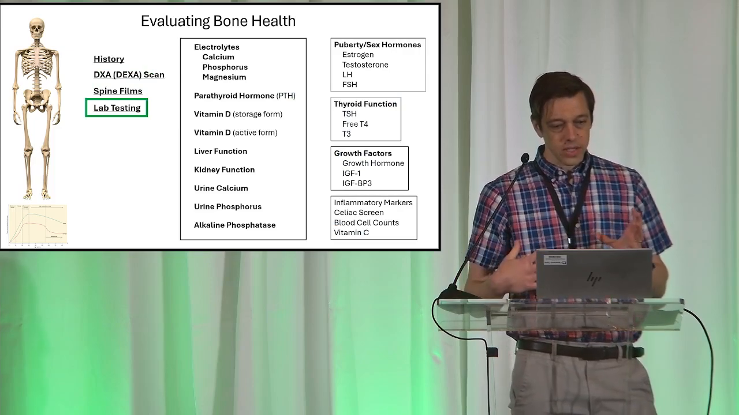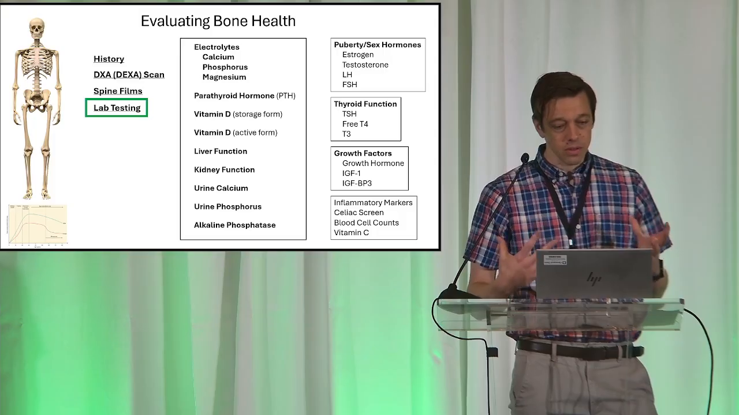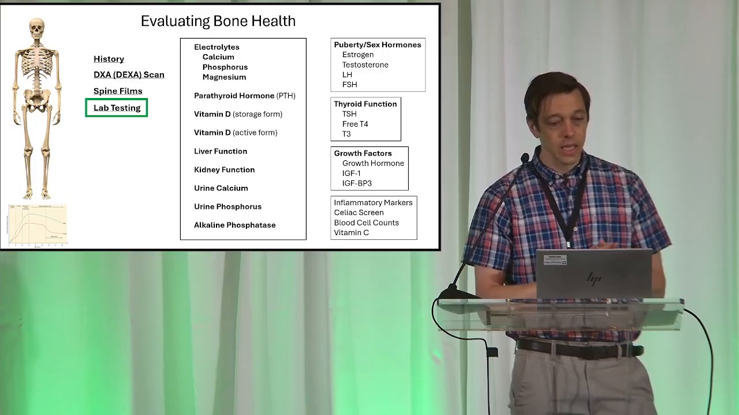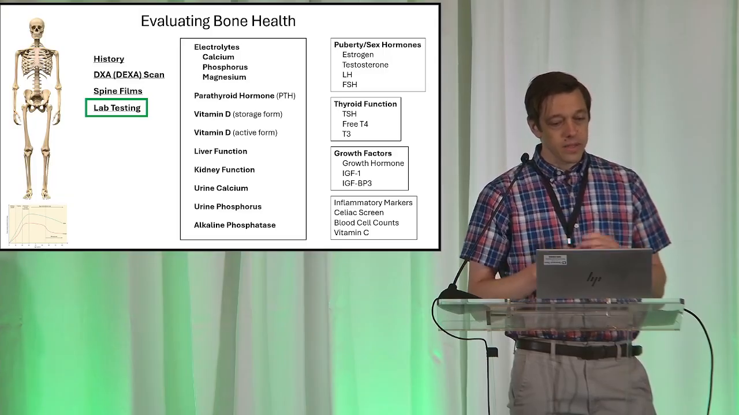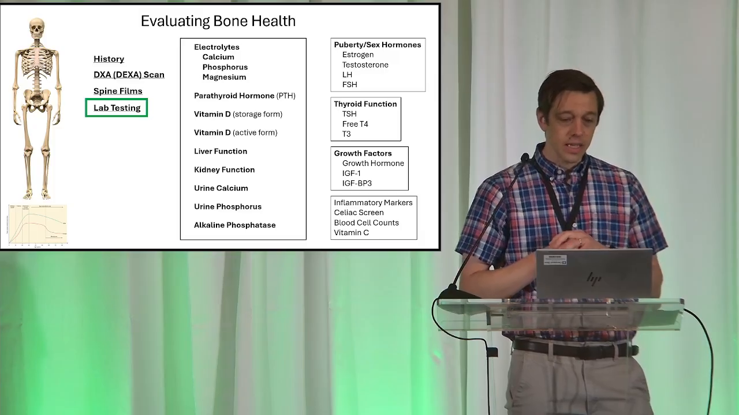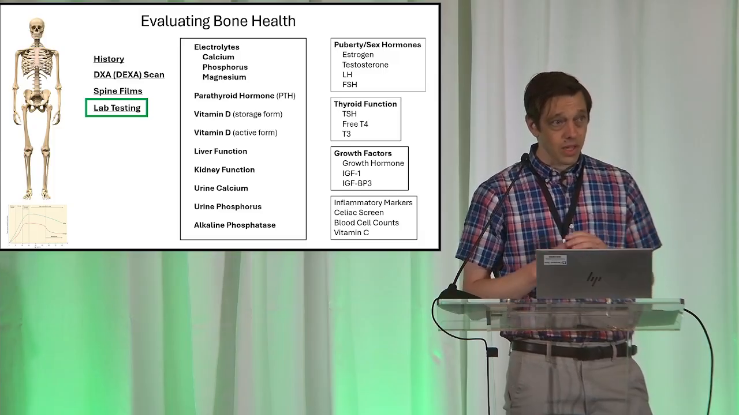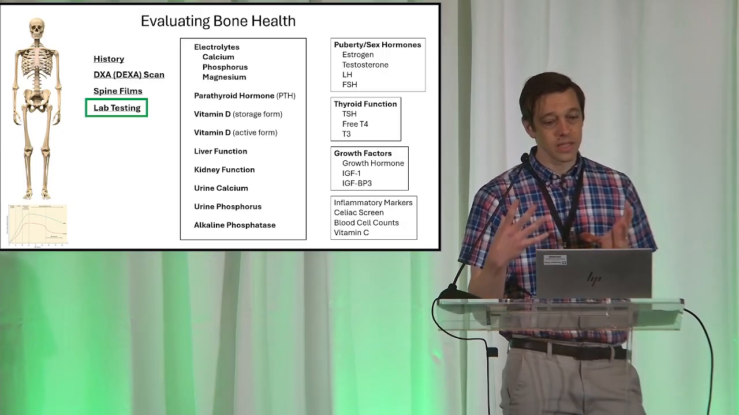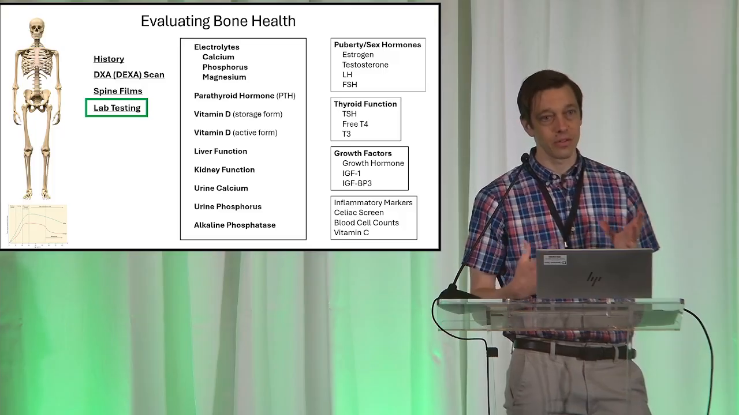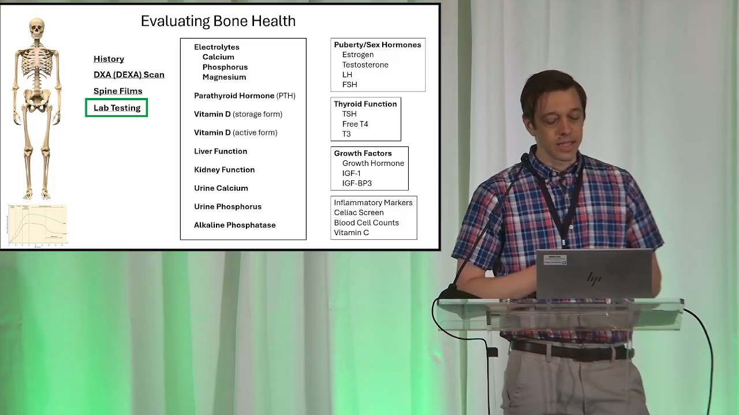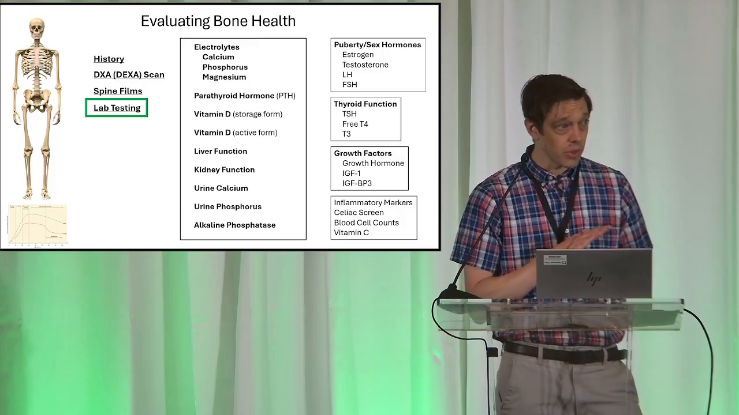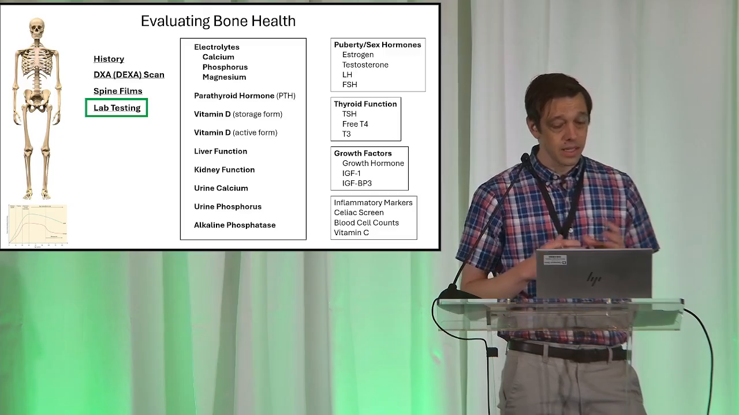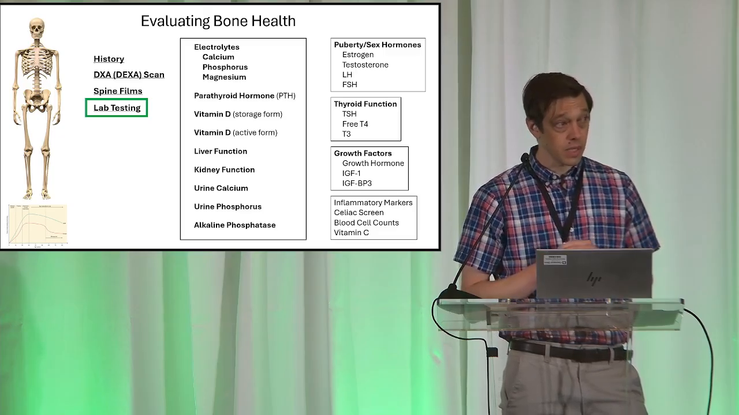And then in addition to history and imaging, we'll of course be exploring from a biochemical standpoint, what do the labs look like? What is your calcium level? What is your phosphorus? What is your parathyroid hormone level? Looking at all of those together will tell us what the balance of your bone health system is. We'll often look at both the storage form and the active form of vitamin D, again, to see how these are playing out in real time.